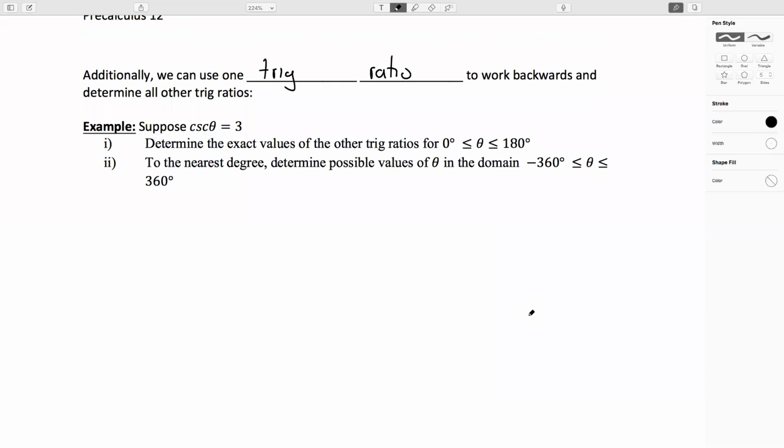All right, so we've got cosecant equals 3. Determine the exact values of the other trig ratios from 0 to 180, and then determine possible values from 360 to -360. Okay.